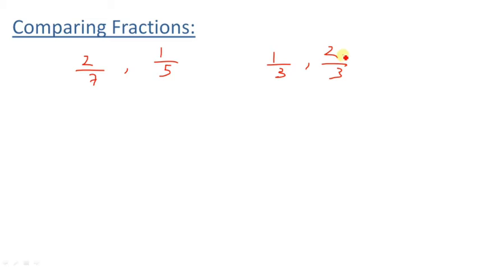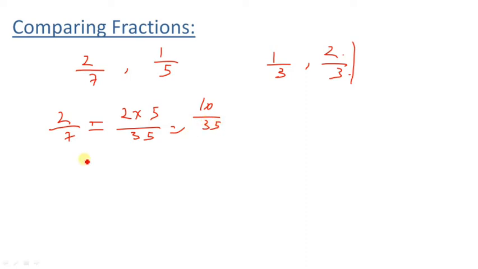But in this case our denominator is not the same, so we have to make the denominator the same first. What is the best way to make the denominator the same? We will find the LCM. The LCM of 7 and 5 is 35, so now we can write 2 by 7 with denominator 35. 35 divided by 7 is 5, and 2 into 5 is 10, so it is 10 by 35. Now similarly, what do we have for 1 by 5?